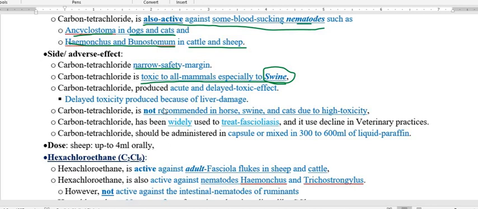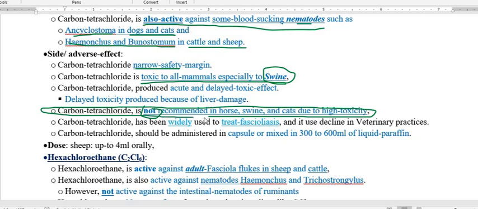Regarding this toxicity, carbon tetrachloride is not recommended for use in species like swine, horses, and cats because of its high toxicity. So this is the important point with carbon tetrachloride: not recommended in swine, horses, and cats.